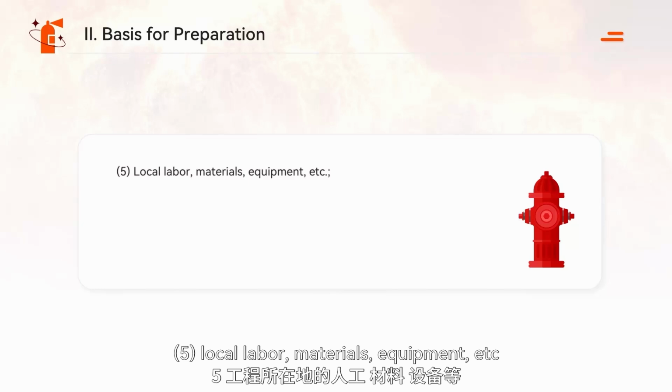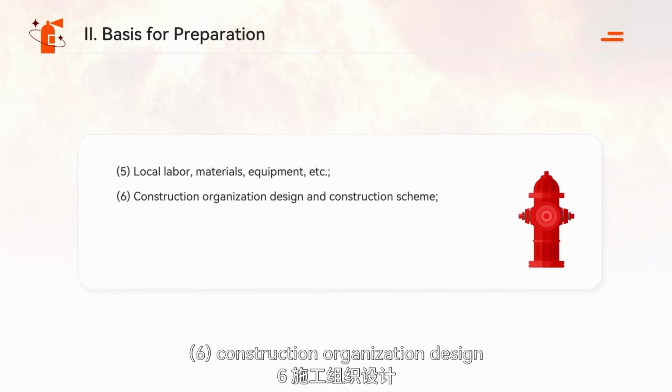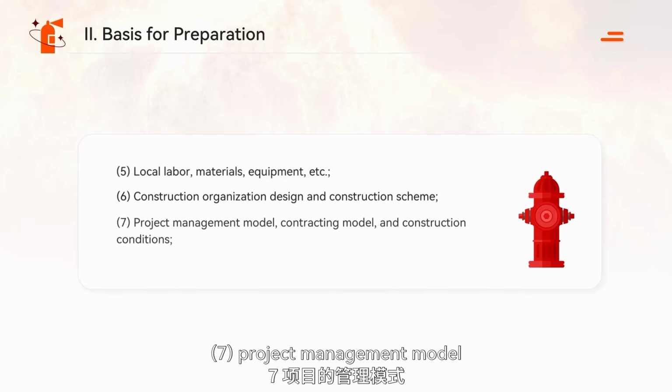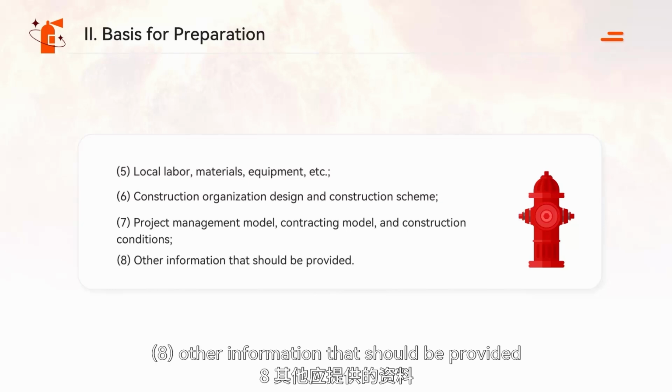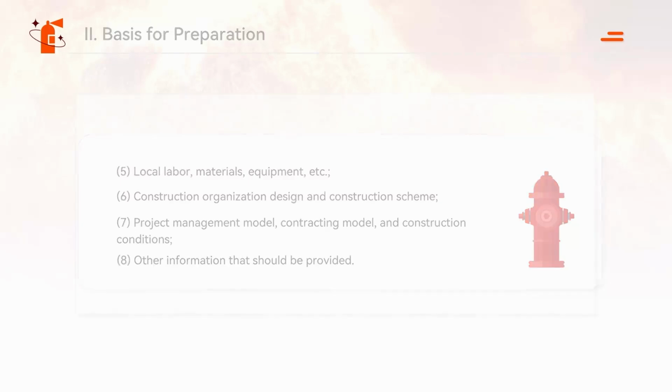5. Local labor, materials, equipment, etc. 6. Construction organization design and construction scheme. 7. Project management model, contracting model, and construction conditions. 8. Other information that should be provided.